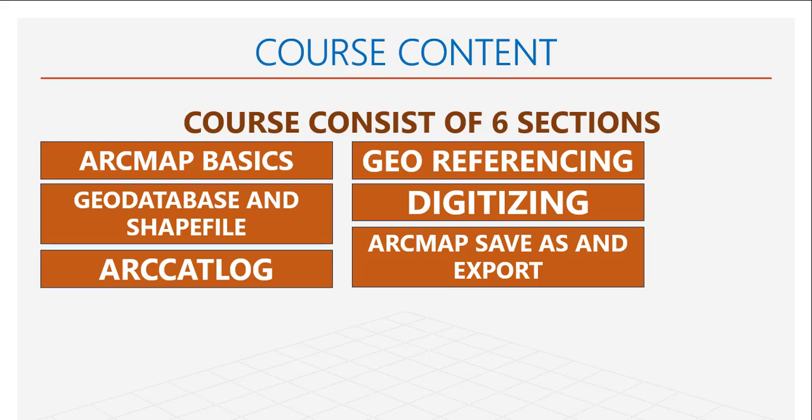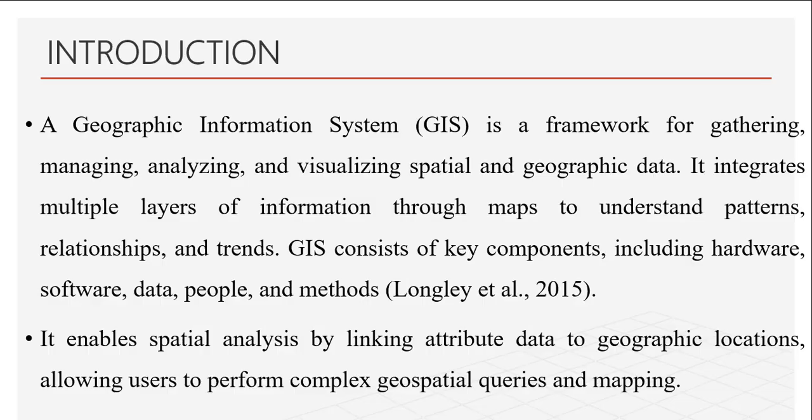The course content. This course consists of 6 sections, beginning from ArcMap Basics, Geodatabase and Shapefiles, ArcCatalog, Georeferencing, Digitizing, ArcMap Save As, and Export. But before we begin, by way of introduction, we'd like to try to recollect what GIS is. So GIS is a geographic information system. It is a framework for gathering, collecting, managing, analyzing, and visualizing spatial and geographic data.